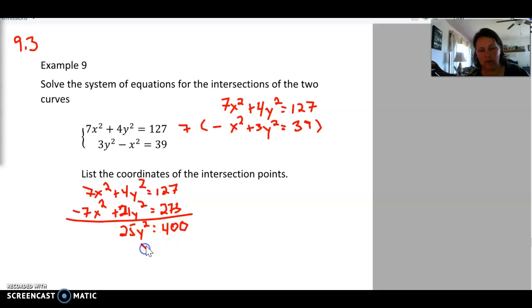Divide both sides by 25, we get y squared equals 16. Take the square root of both sides, and just remember that we need to do plus or minus when we take that square root. So we end up with y equals plus or minus 4. Now we're going to plug that back in. I'm going to use the second equation here now. So I'm going to plug it back into the equation 3y squared minus x squared equals 39.